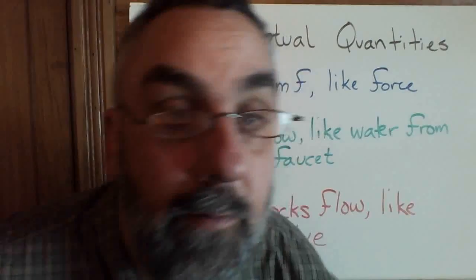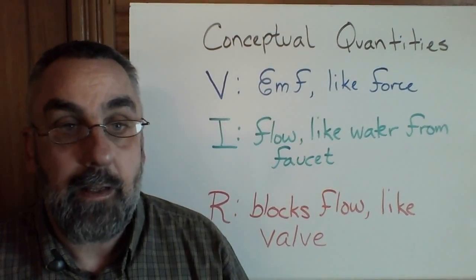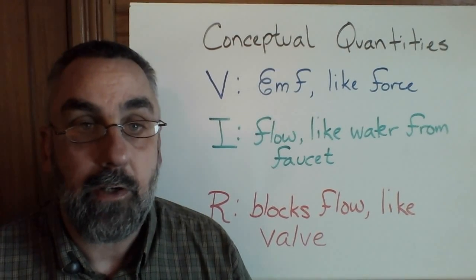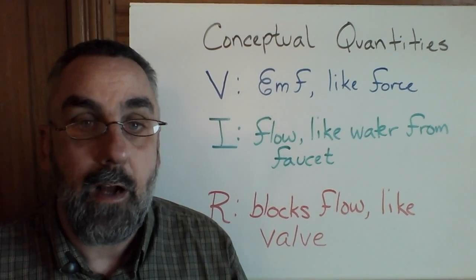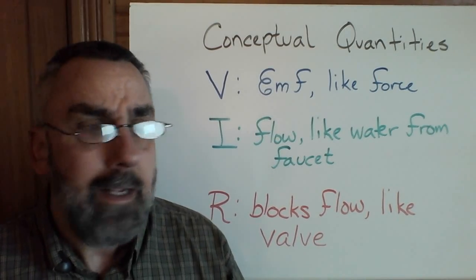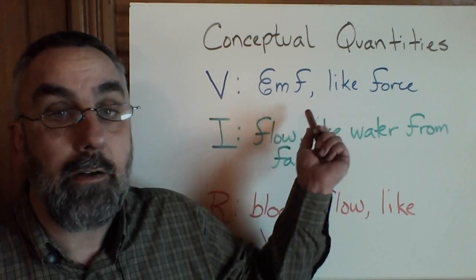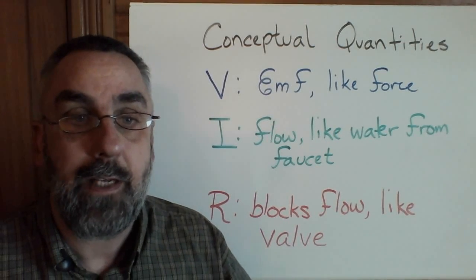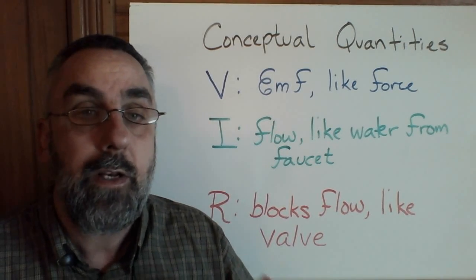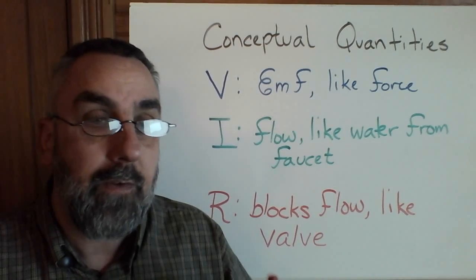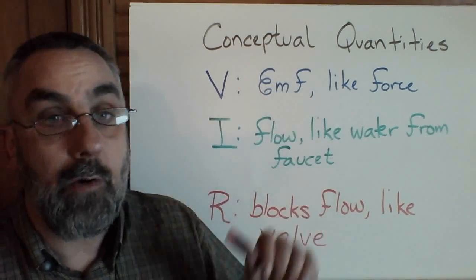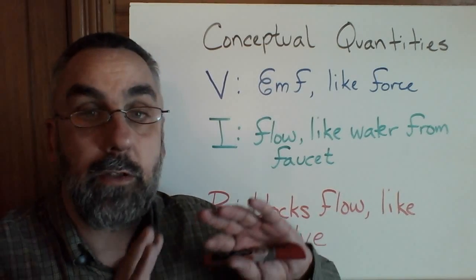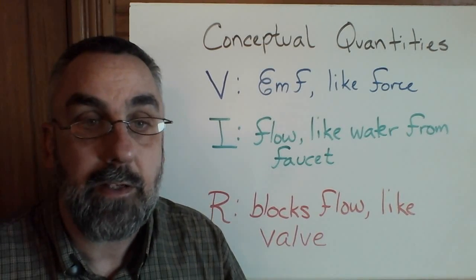So let's talk about these three quantities conceptually. They're the fundamental quantities that we have in electrical circuits. We've got V, that stands for potential difference, although we often call it voltage. And it's related to something called EMF. It's very close to that. We don't have to get into the details of what that is, but when you think about voltage, it is perfectly fine if you want to think of it like a force. This stands for electromotive force, and it's proportional to the force that's pushing the electrons through the circuit.